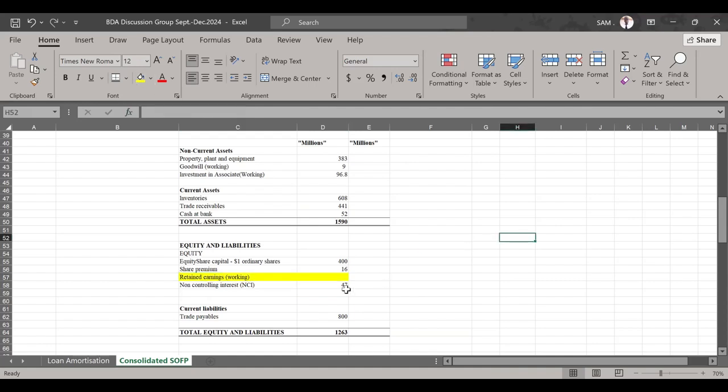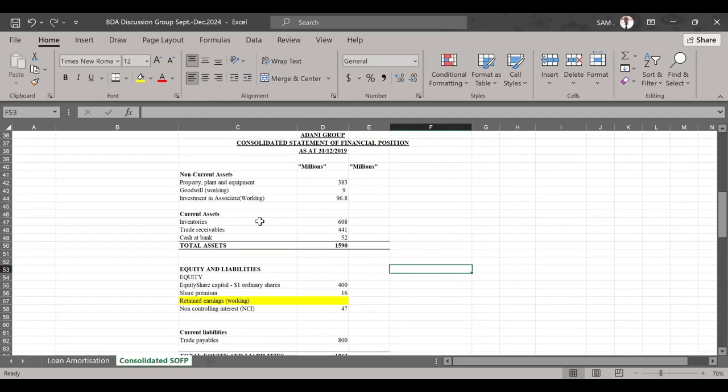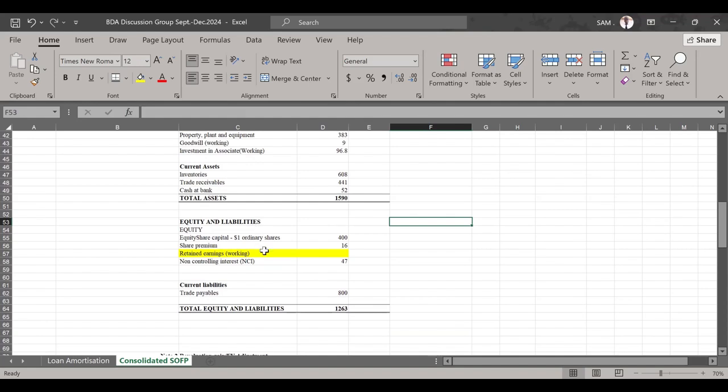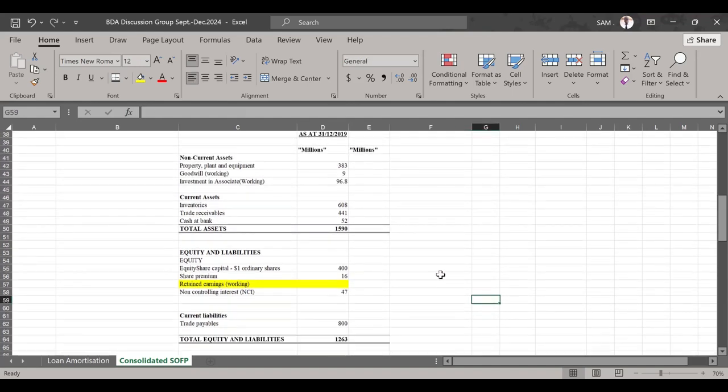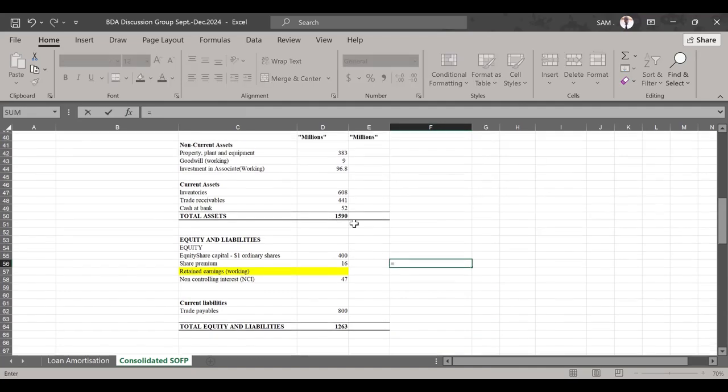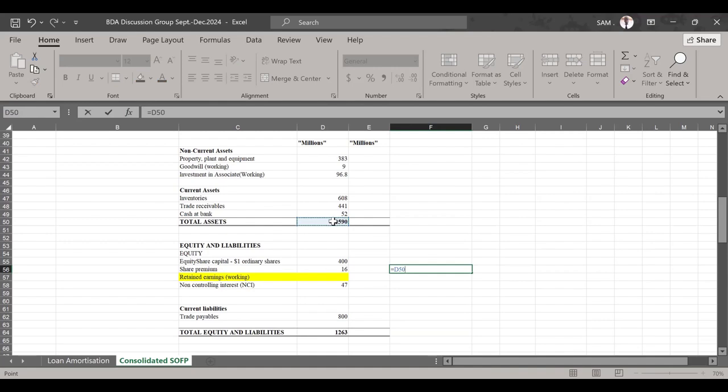Don't even struggle to calculate retained earnings. Once you've done your investment in associate, you've done your goodwill, and you've done your NCI, you've done more than enough. So what do you need to do? Just get the balancing figure between the total assets and your total equity and liabilities.